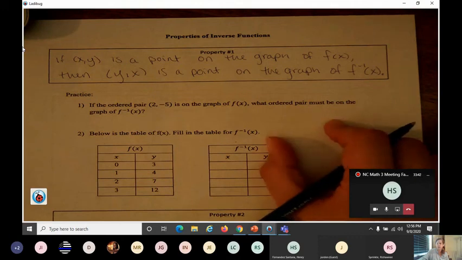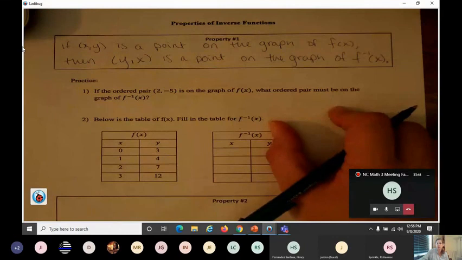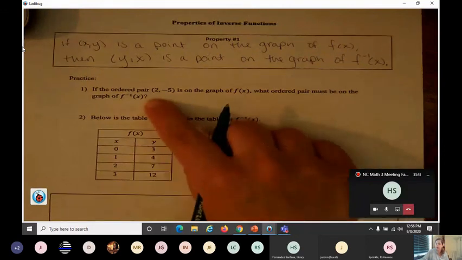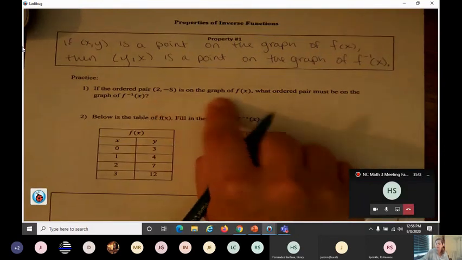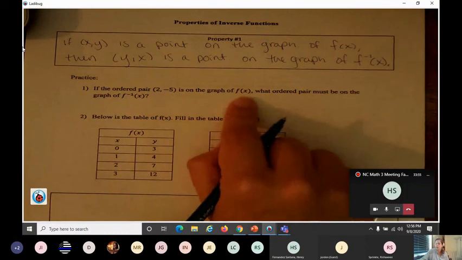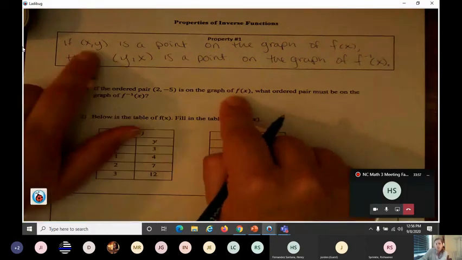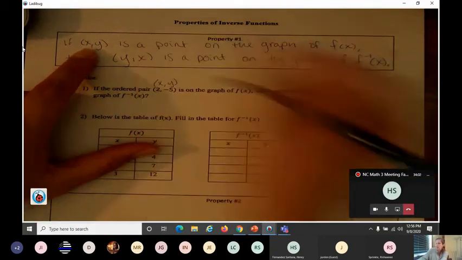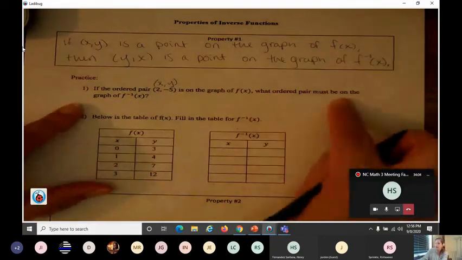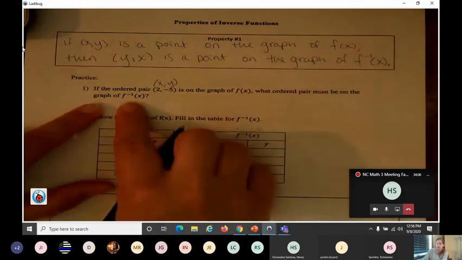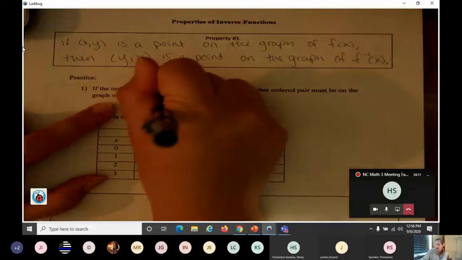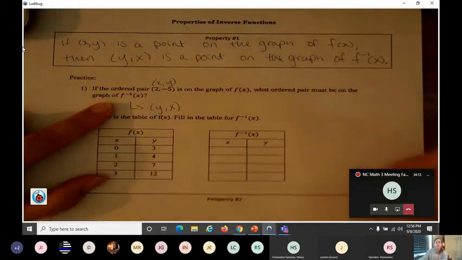Okay, so these practice problems are going to be pretty straightforward. So we are going to go through these before we get to property 2. So it says if the ordered pair 2, -5 is on the graph of f, so because it's on f, that means that it must be like this. It must be x, comma, y. What ordered pair must be on the graph of f inverse? Remember that f inverse must be y, comma, x. So we need to flip it.